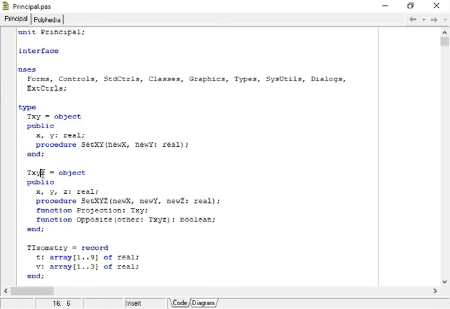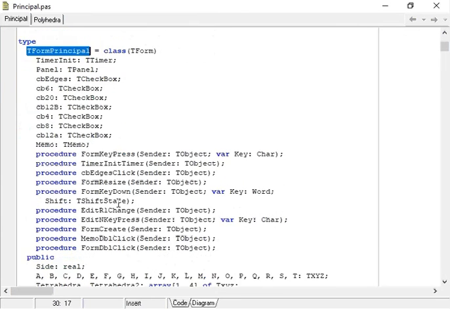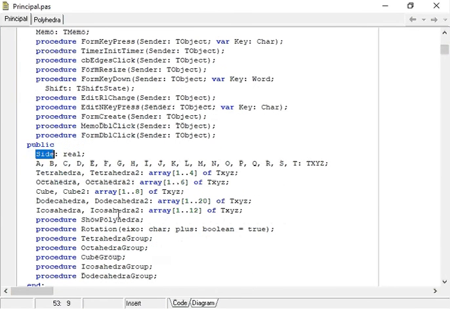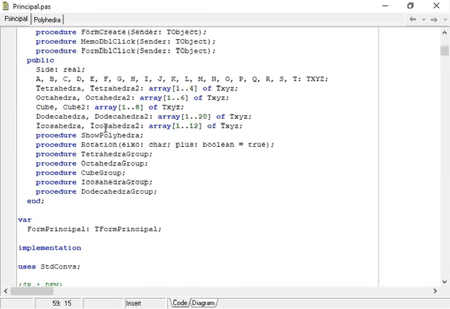My object is projection, the opposite, the isometry, the form principle, the side, the tetrahedra 1 and 2, the 4 points, octahedra 6 points, cube 2 8 points, dodecahedra 1 and 2 20 points, icosahedra 12 points, show polyhedra, rotation, this is Portuguese, tetrahedra group, octahedra group, cube group, icosahedra group, and dodecahedra group.